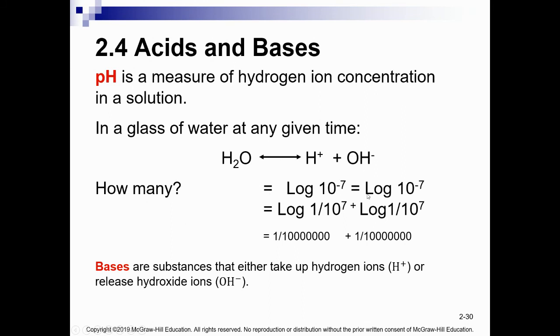How many is it? It's the inverse log of 7. So if I wanted to know how many of these, only a very, very few, inverse log 7 means 10 to the minus 7, or 1 over 10 to the 7, which means 1 of each out of 10 million molecules of water. So very, very few, but because I have the same number, this is neutral. It's neither an acid nor a base. Water is neutral.